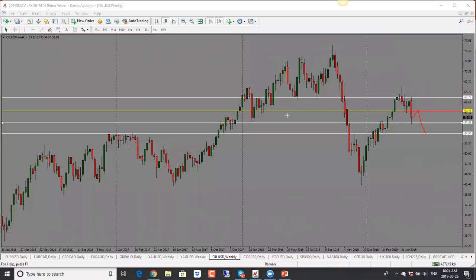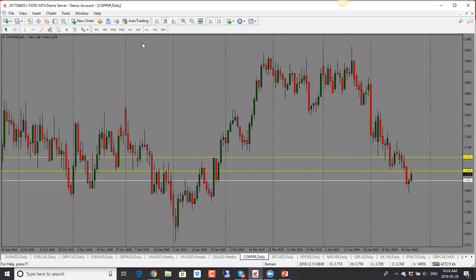Now, if it does not break below this week's low, which is at 57.50, it could turn around like this. So just be careful, because this is a good support resistance level here as well. But for now, bias is bearish, looking for price to pull back up and then drop. So bearish bias for oil.